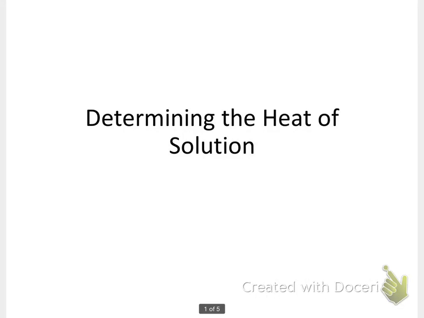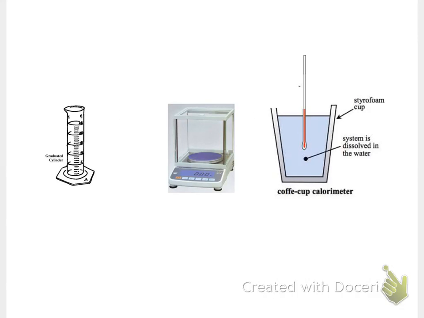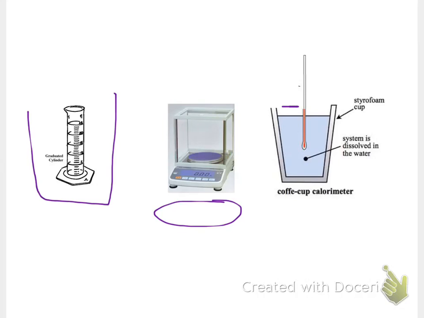Okay, in this podcast we're going to talk about how to use calorimetry to determine the heat of solution. So what we're going to do is start off with measuring some amount of water and some amount of salt, an ionic compound. You're going to be looking at a variety of them. You're going to put the water in the coffee cup calorimeter and find its temperature.